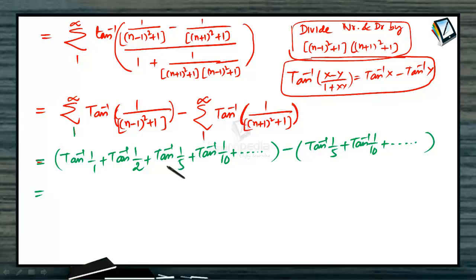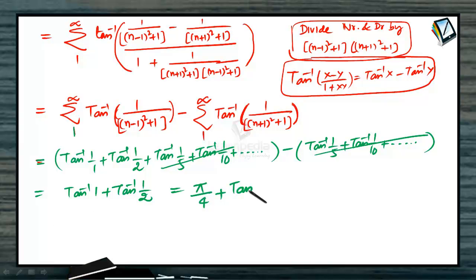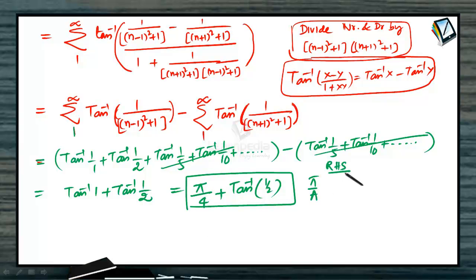Now in this summation, from here onwards the terms vanish with this, leaving tan inverse of 1 plus tan inverse of 1 by 2. Therefore this tan inverse of 1 is nothing but pi by 4, and the other is tan inverse of 1 by 2. So when you compare this with the RHS, that is pi by a plus tan inverse of b, here a is equal to 4 and b is equal to 1 by 2.